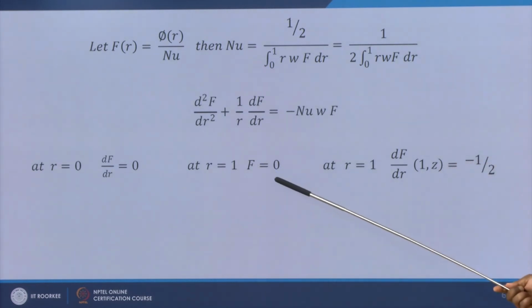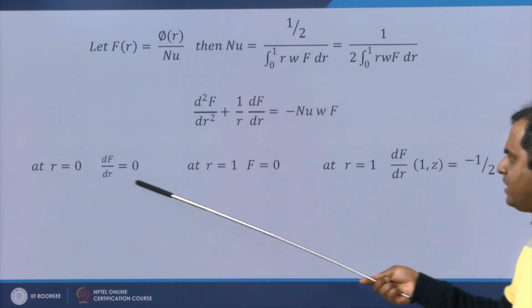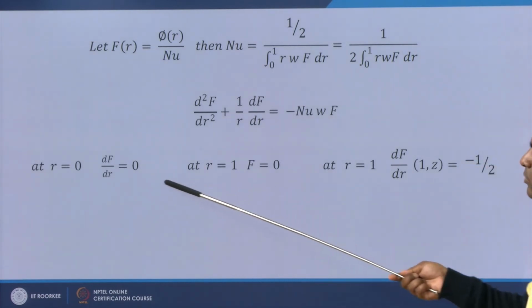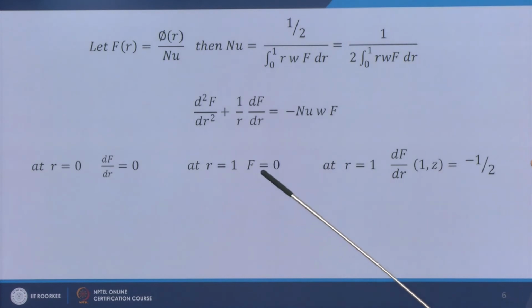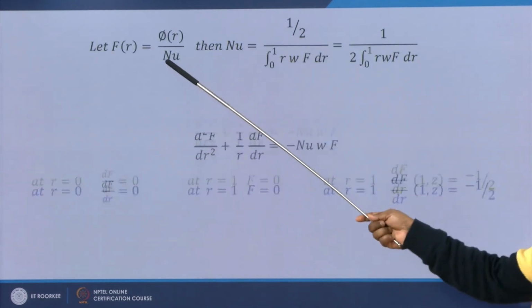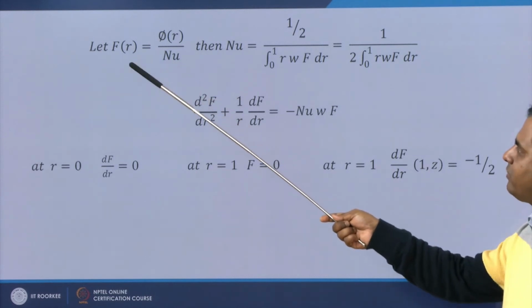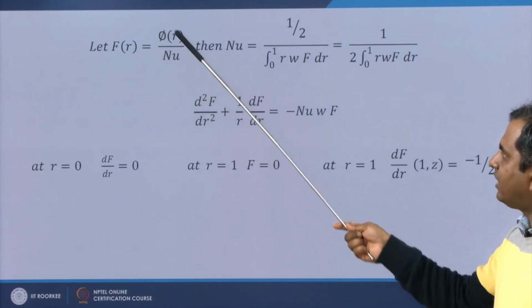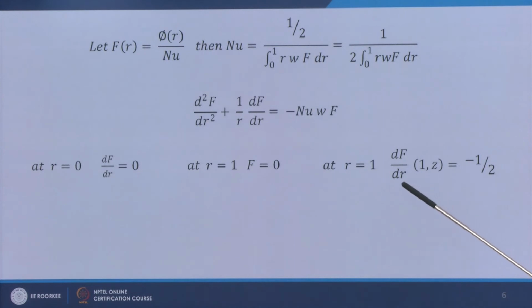Here you see these two boundary conditions remain more or less the same, whatever we have seen in the form of phi, only phi is changed to f. But a major change is coming over here. Earlier we had the Nusselt number in the boundary condition. Now, by replacing phi with Nusselt number into f, we are changing this boundary condition such that d by dr of f at 1 comma z becomes minus half. There is no Nusselt number in this equation.